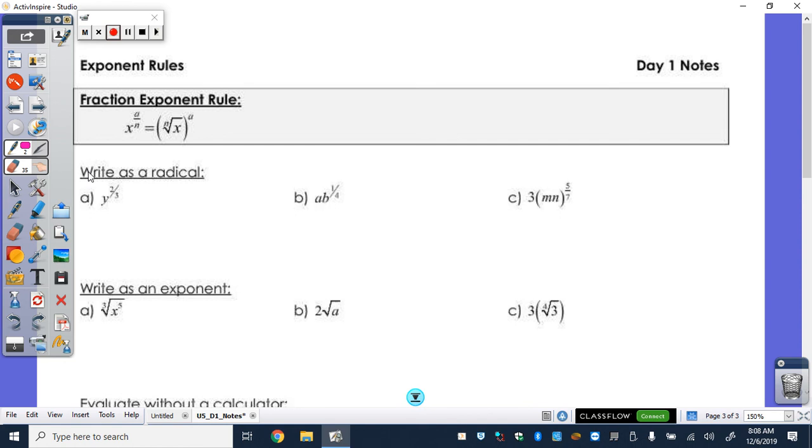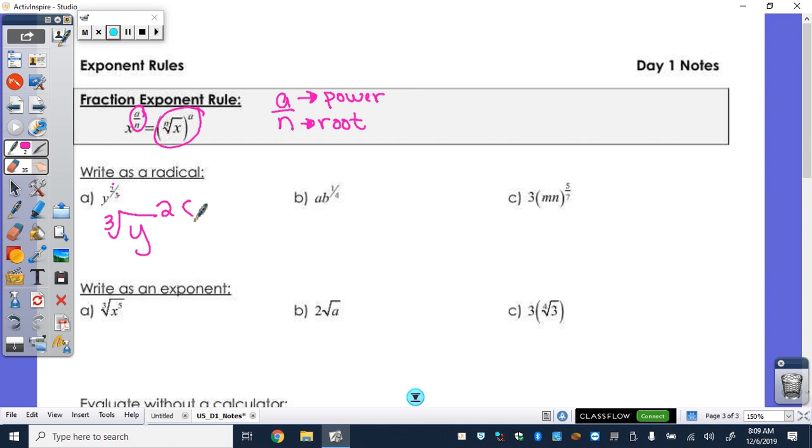Last page for today, fractional exponents. We haven't really seen fractional exponents yet. But when you take the fraction exponent there, the top part of the fraction is your power, the bottom part is your root, which is why I rewrote it in this manner here. So the root goes in front of the radical, power goes on the outside. So looking at our examples here, again, power over root. So this is a cube root of y and then squared.